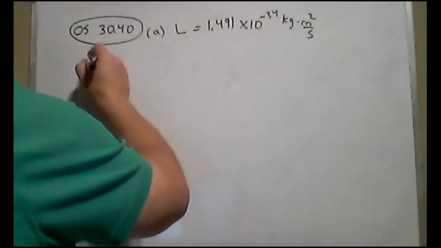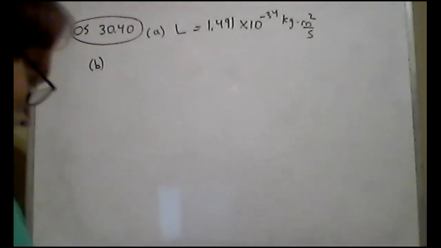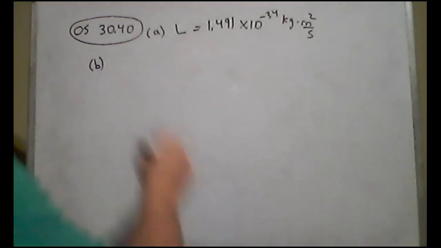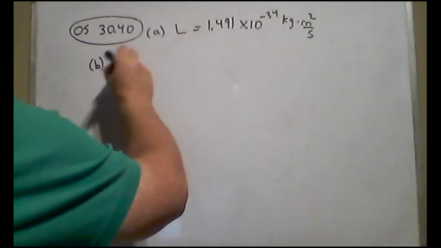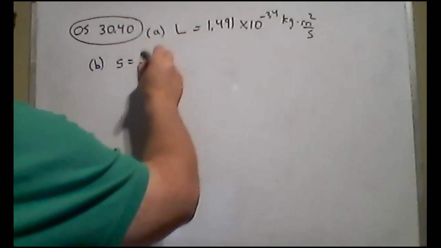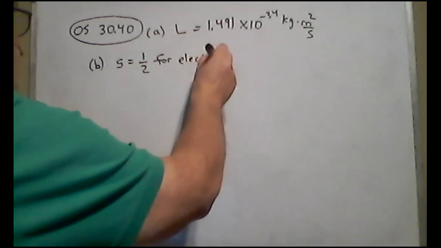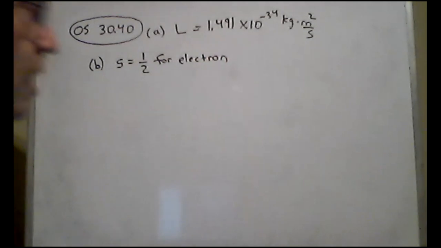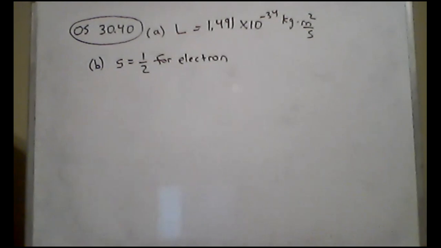Part B says we want to calculate the magnitude of the electron's spin. Remember, the electron is a fundamental particle. Every fundamental particle has an intrinsic spin. For the electron, that value is simply 1/2. A neutron is 1/2. A proton is 1/2. A photon is 1. A pion is 0. Every fundamental particle in the universe has an assigned spin. For the electron, it's 1/2.